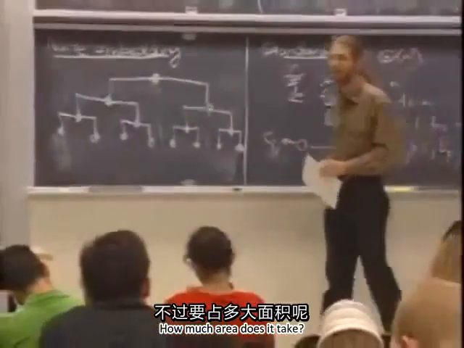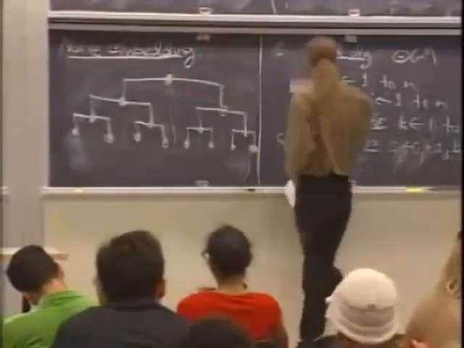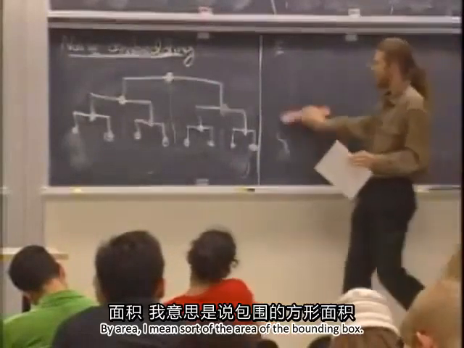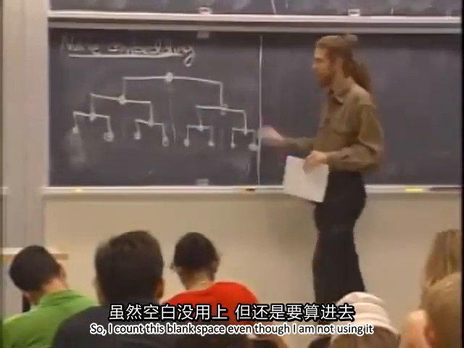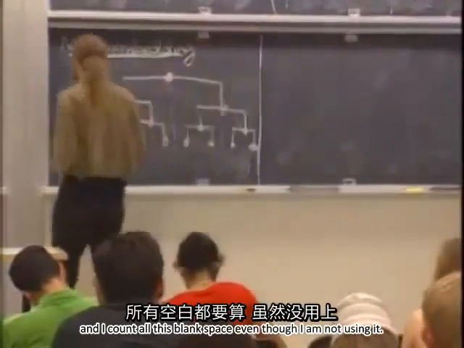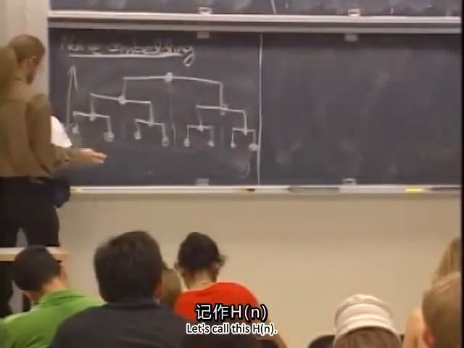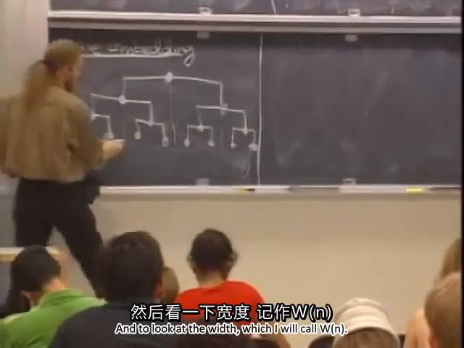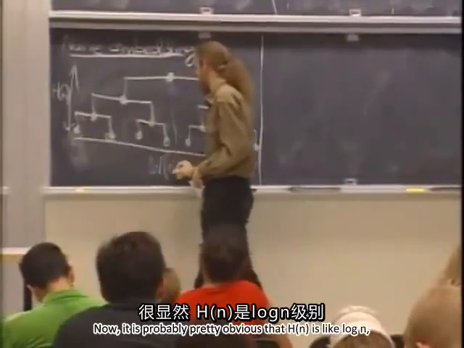How much area does it take? Well, area is, and by area I mean sort of the area of the bounding box. So I count this blank space even though I'm not using it. Count all this blank space even though I'm not using it. So I want to look at the height. Let's call this h of n. And to look at the width, which I'll call w of n.